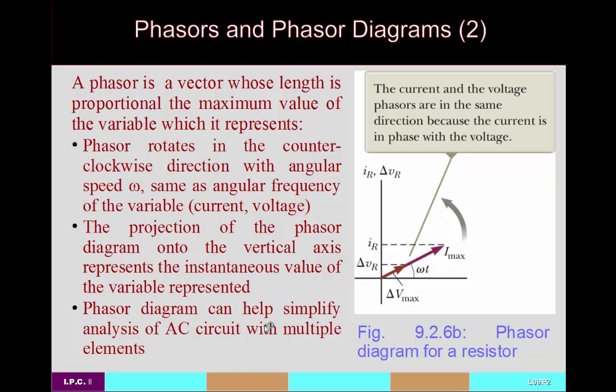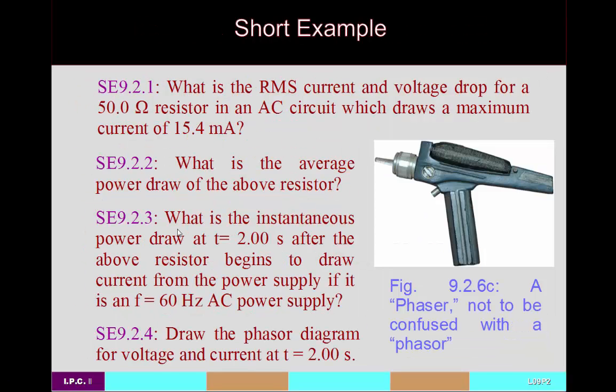And what it ultimately does for us is help simplify the analysis of an AC circuit with multiple elements, in particular elements like a capacitor or an inductor, although I'm showing this right now for the resistor. We'll see for a capacitor and an inductor later. Before we get there, I wanted to work a few short examples based on what we've done so far today.